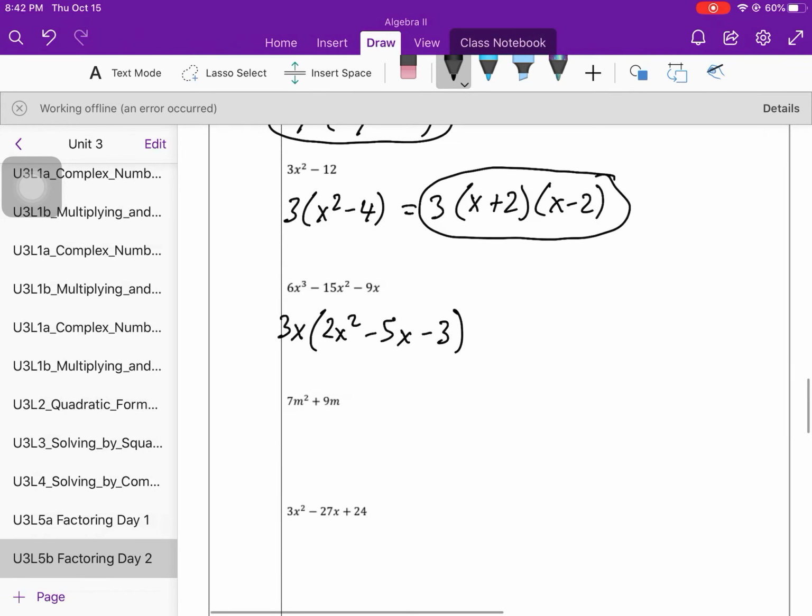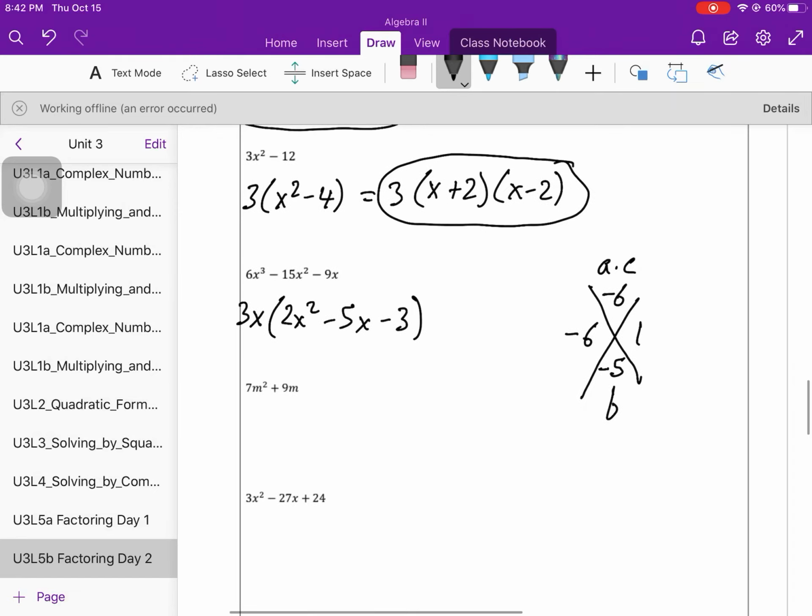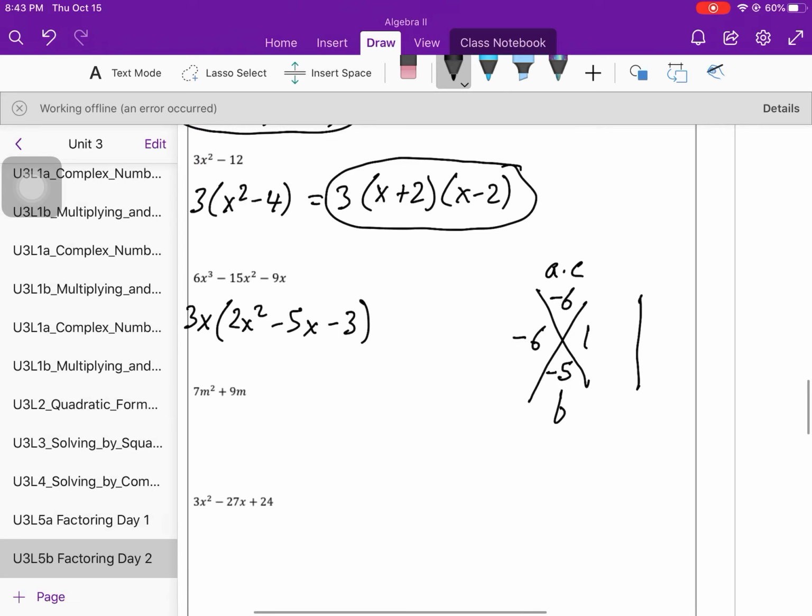Okay. I'm going to do the box method for this next one here. So just as a refresher, the box is a times c on the top, and then the middle part is b. So a times c is going to give us 2 times -3, which is -6. And then the b value is -5. So factors of -6 that combine to make -5 are going to be -6 and +1. So then I got to do my box after I do my little cross section.